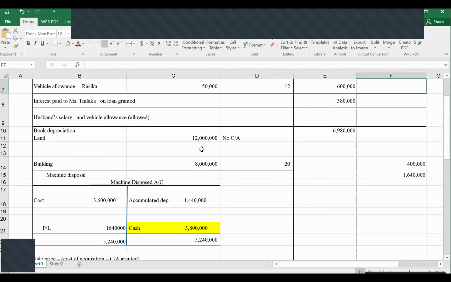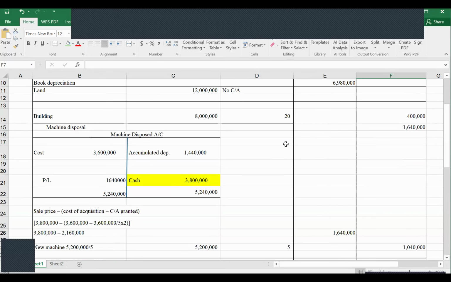Then land, you have been given land. Since we added back the book depreciation, we have to calculate depreciation, that means capital allowance, for the assets given in this question. So for land, no capital allowances are deductible. Then building, you have been given building details. Building 8 million divided by 20, 400,000 can be allowed as depreciation.